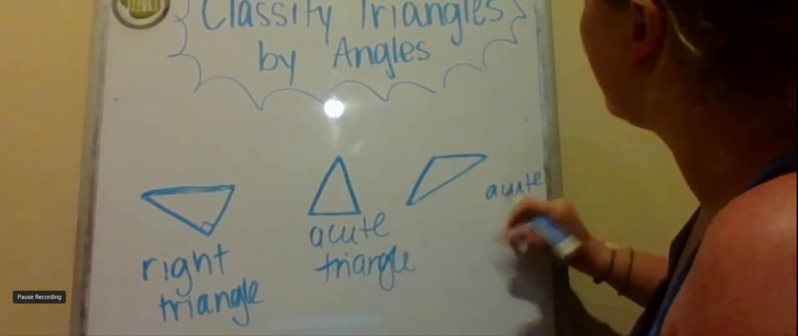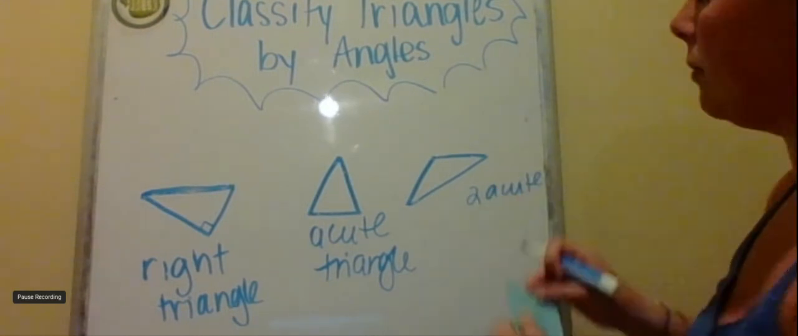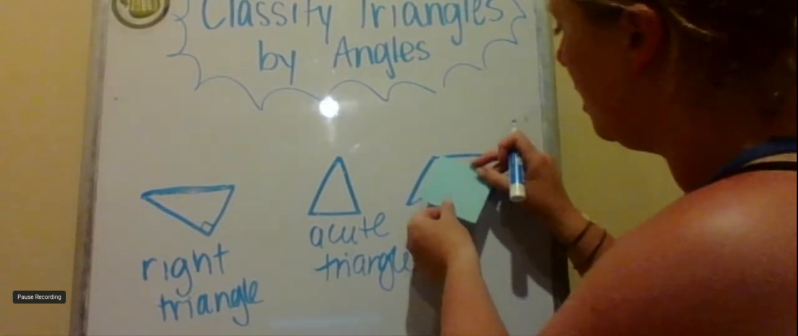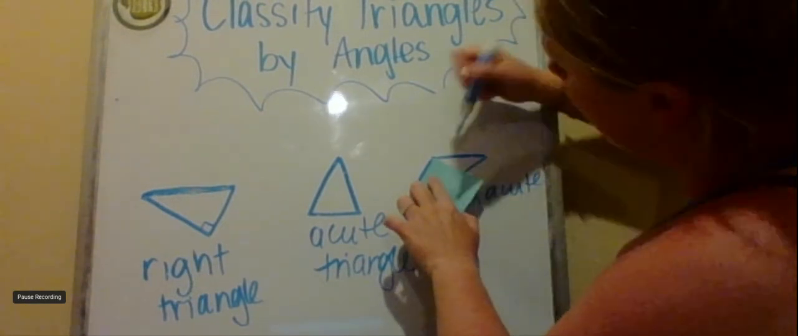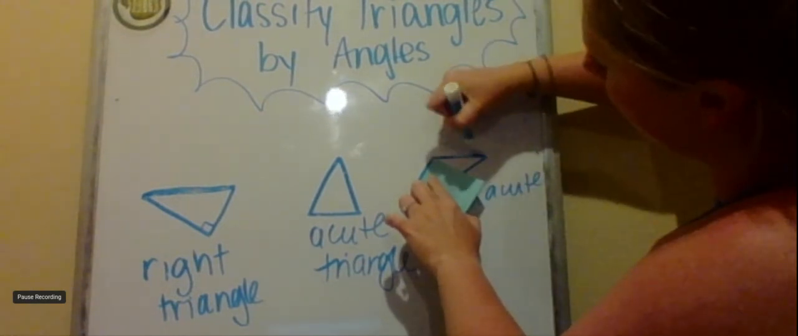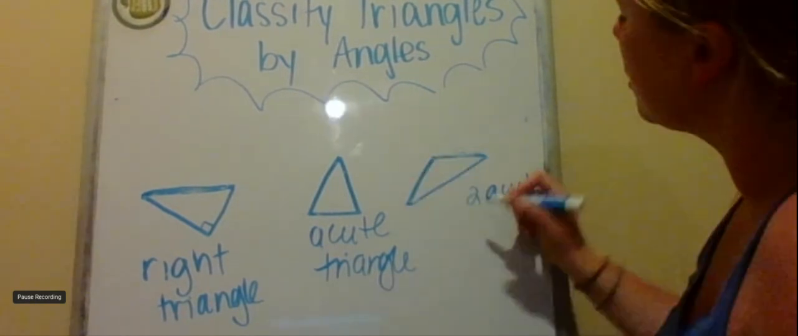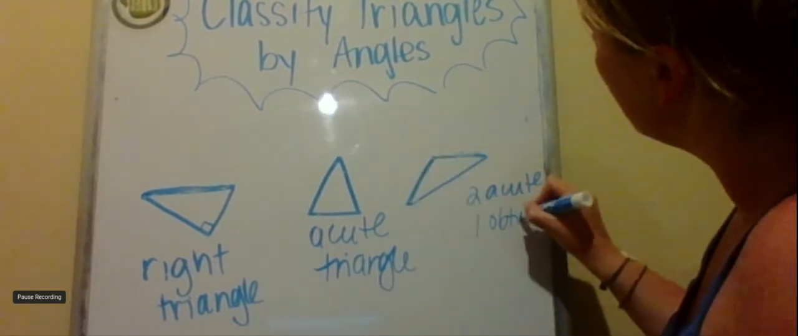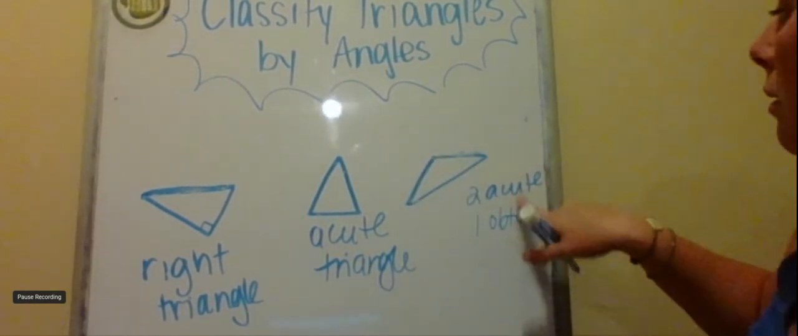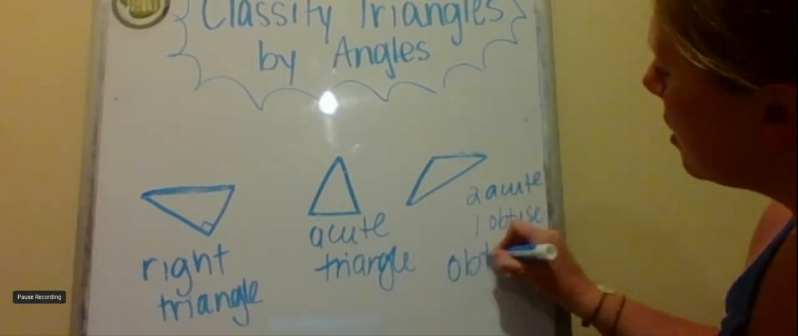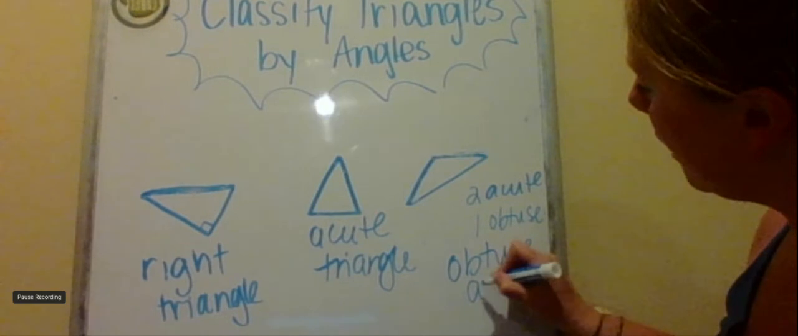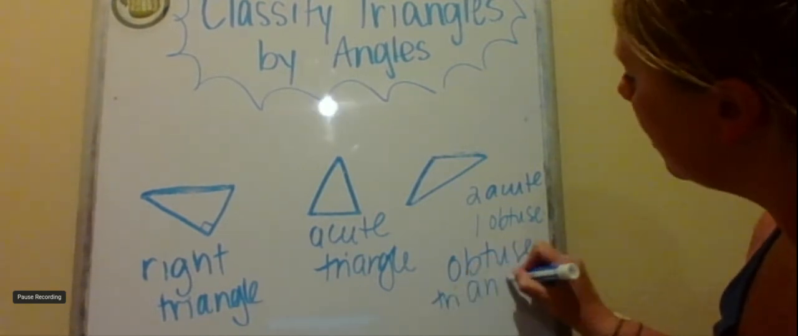So we have now two acute angles. And then let's look at our last one. I'm going to put this against here. Oh, look, this one goes out further. So that is an obtuse. So we have one obtuse. So we have two acute, one obtuse. So this is an obtuse triangle. I was going to say angle.